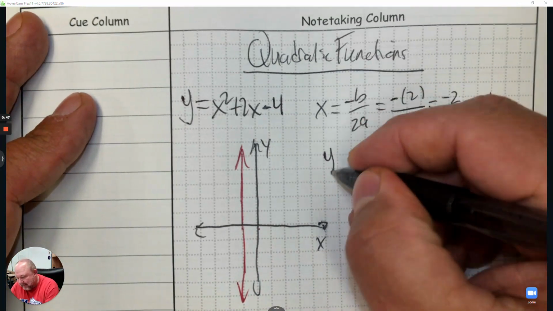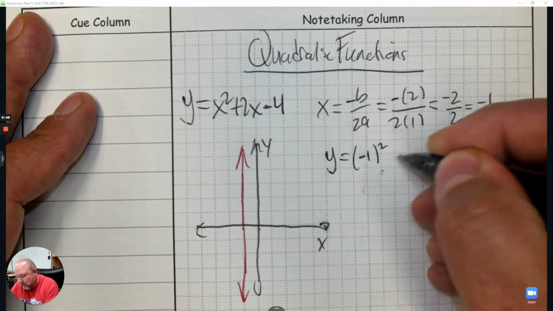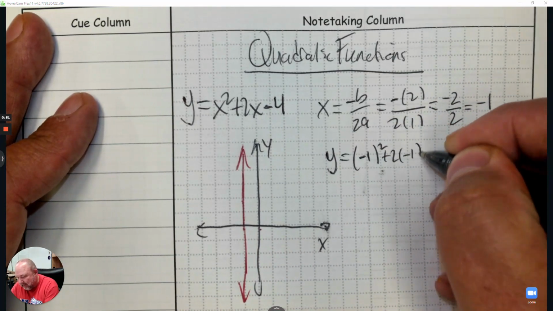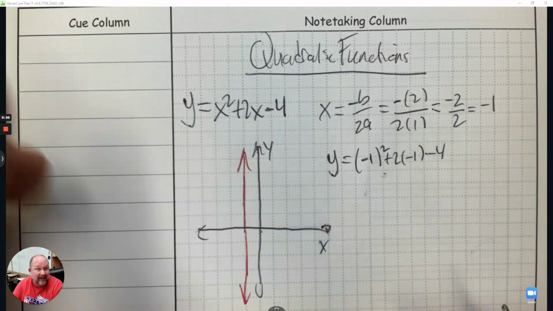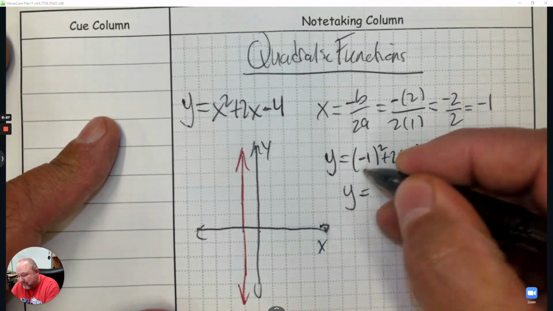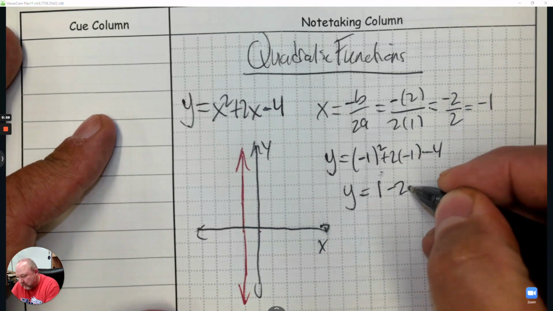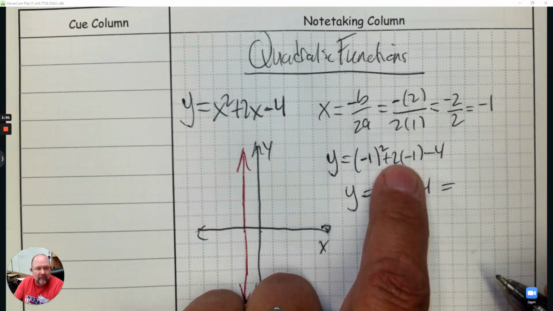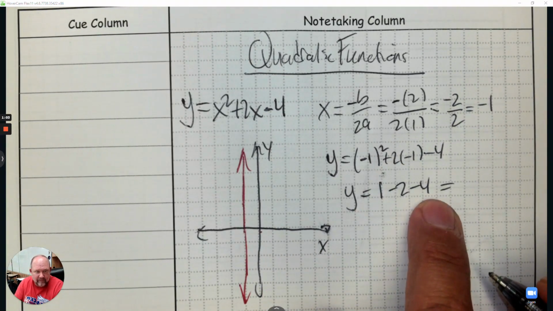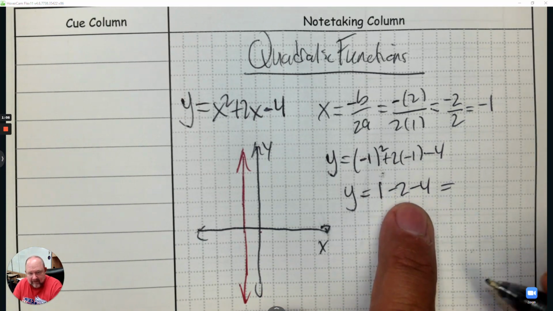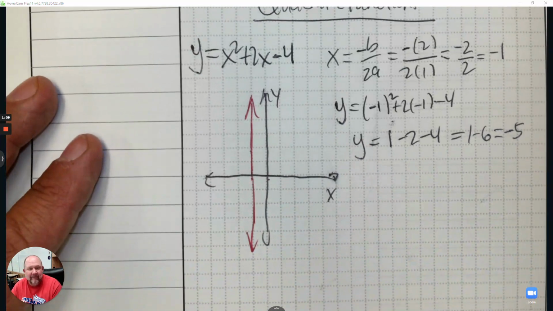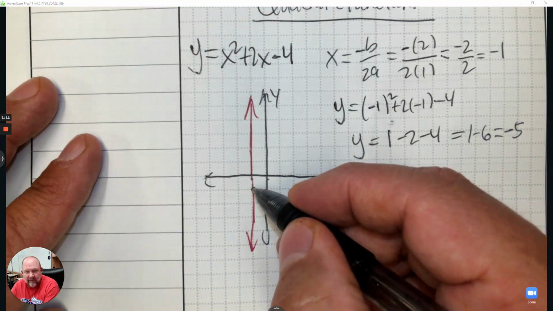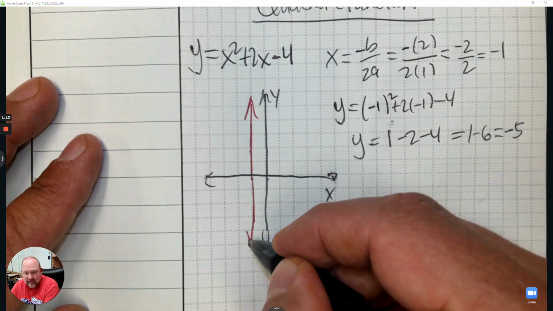Next, I'm going to plug negative 1 back into the equation that I was given at the beginning. So wherever there's an x, replace with negative 1. Again, if it's going too fast, press pause. Negative 1 squared, 2 times negative 1, and then put it all together. So this is 1 take away 6, and that's negative 5. So find negative 5 on your red line. So on the red line, count down 1, 2, 3, 4, 5, right there.